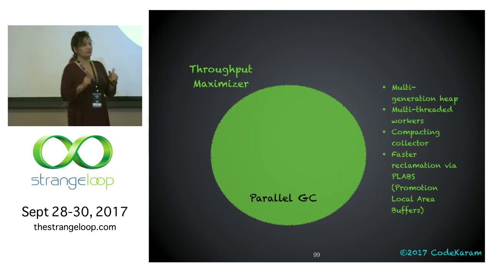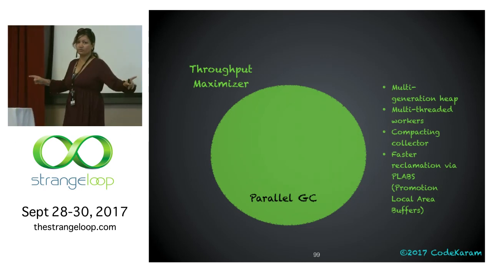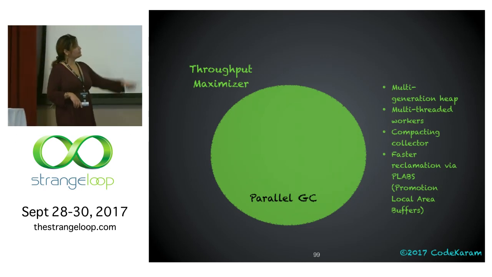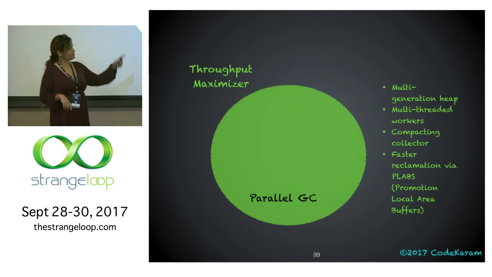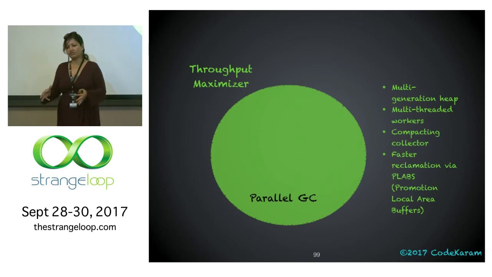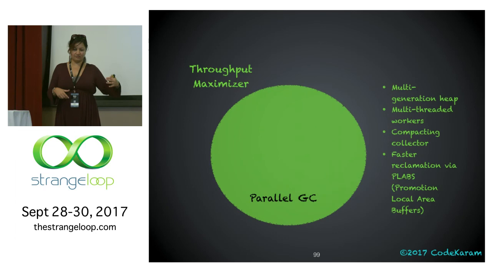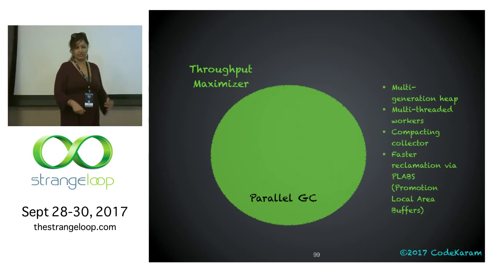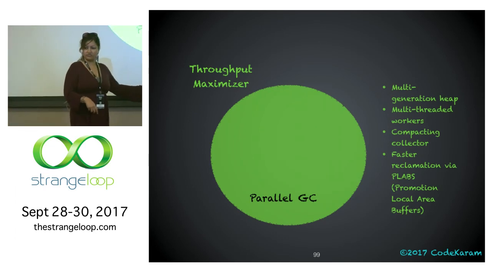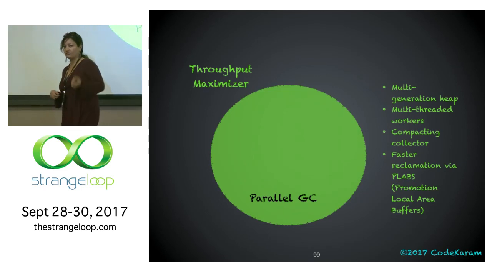Compacting collector, it's a monolithic old generation compacting, which means the entire old generation will be compacted. Faster reclamations via PLABs, which is promotion local. So similar to TLABs, when we are promoting, the garbage collection can make use of them. TLABs are by allocating threads, your application threads, basically. PLABs are by GC threads. So your promotion labs are basically your GC threads promoting. So these are PLABs.